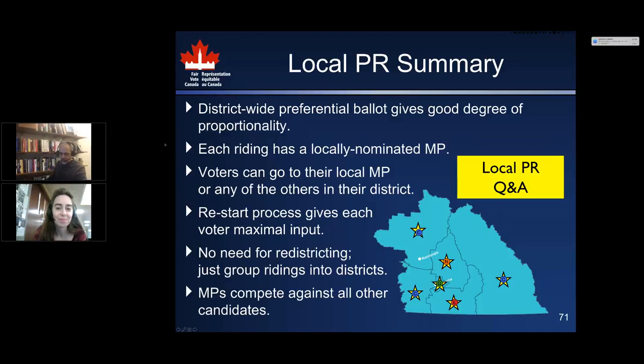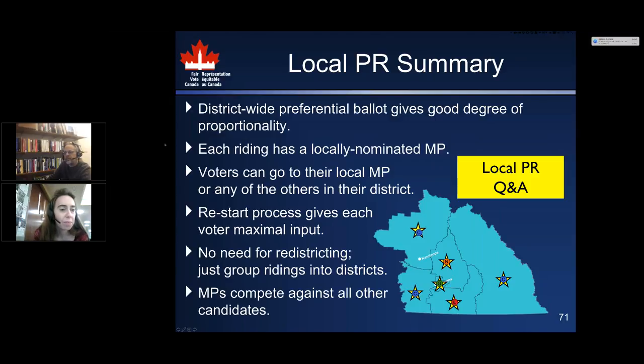So areas and countries that use single transferable vote find that most folks give, you know, 4 or maybe 5 rankings. And that is sufficient to get a good degree of proportionality.